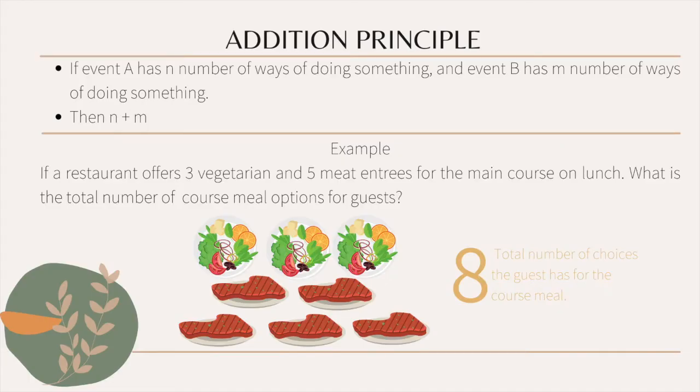In addition principle, it states that if event A has n number of ways and event B has m number of ways, then n plus m is the total outcome of events A and B. In our example, if a restaurant offers 3 vegetarian and 5 meat entries for the main course on lunch, what is the total number of meal course options of the guest? Event A is the vegetarian meal, and event B is the meat entries. Then 3 plus 5, the guests have 8 options for the meal.